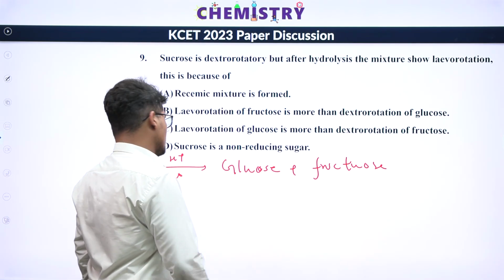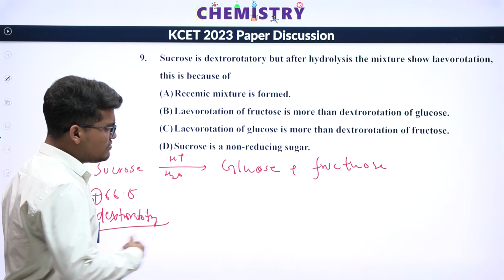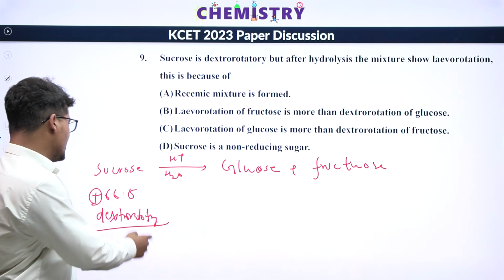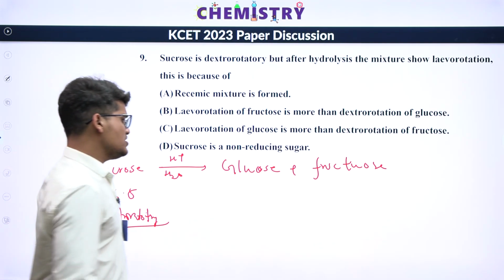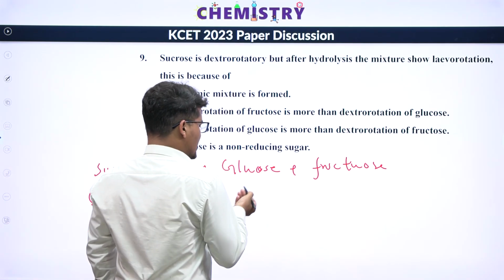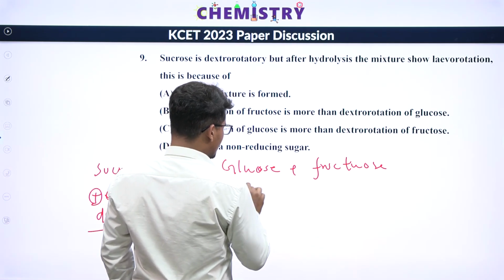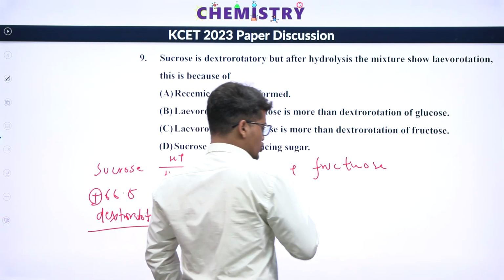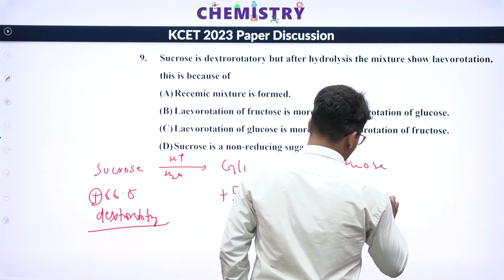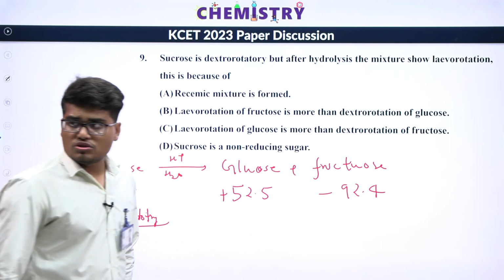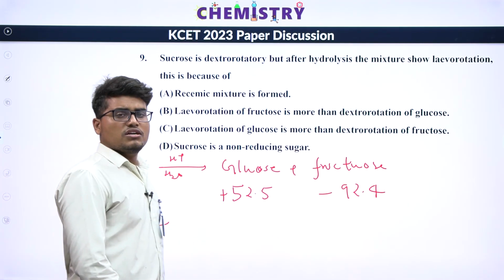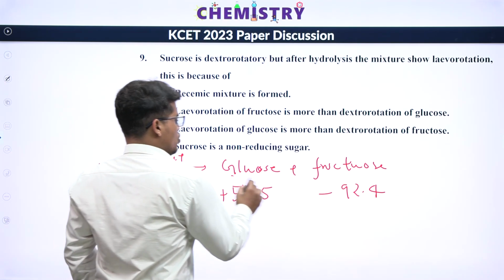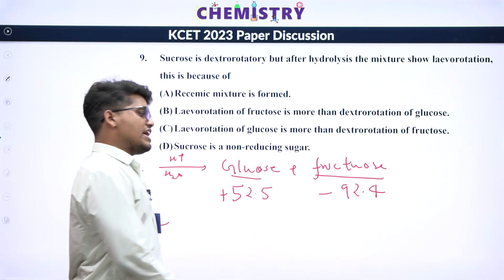So sucrose on hydrolysis is converted into glucose and fructose. Initially it is dextrorotatory. After hydrolysis you can see the specific angle they have given in NCERT. No need to learn the equation, just see the values they have given: 52.5, which is again dextrorotatory, and minus 92.4. So sucrose after hydrolysis forms glucose and fructose. In the final solution we have glucose and fructose.